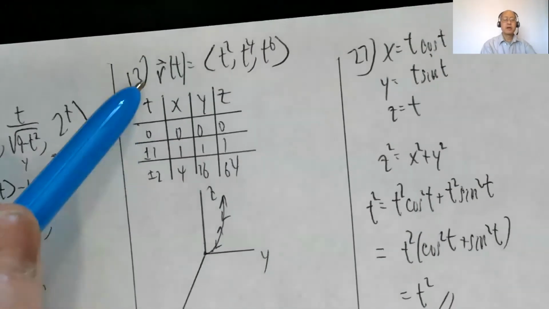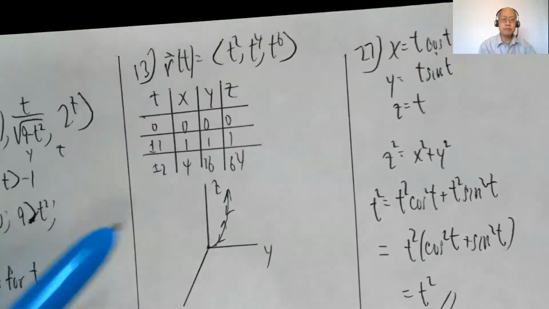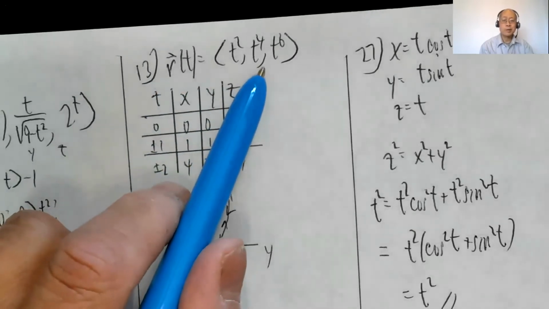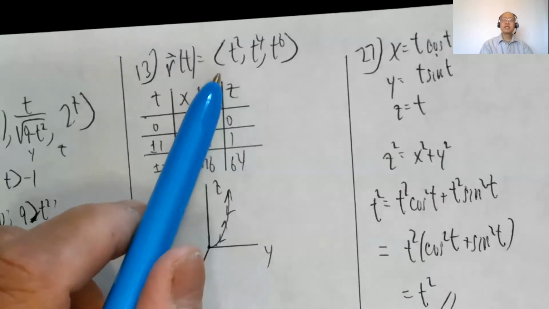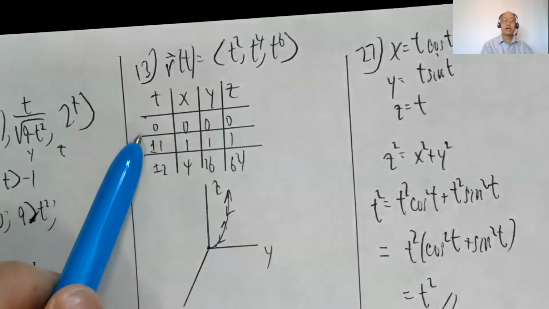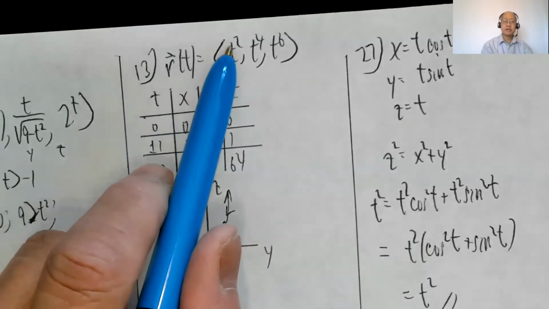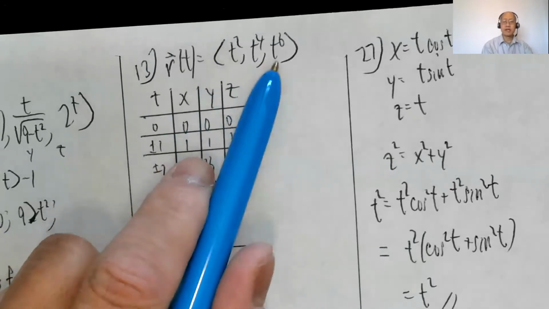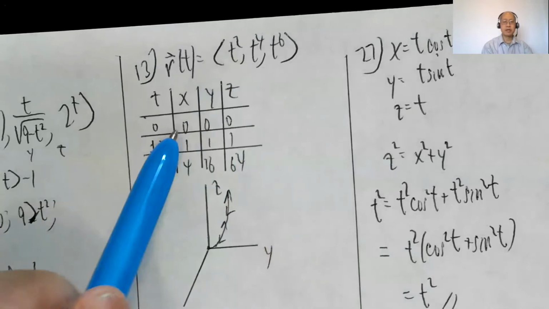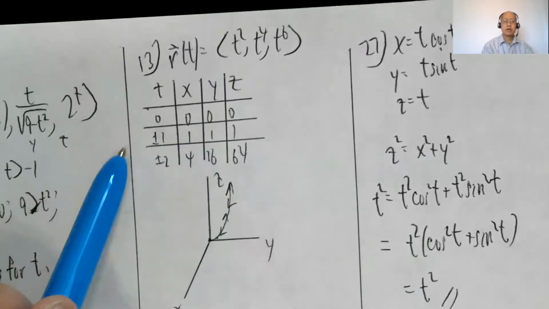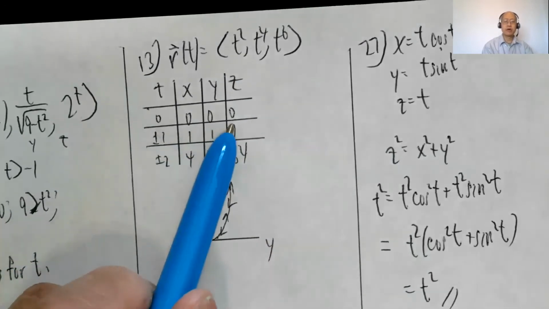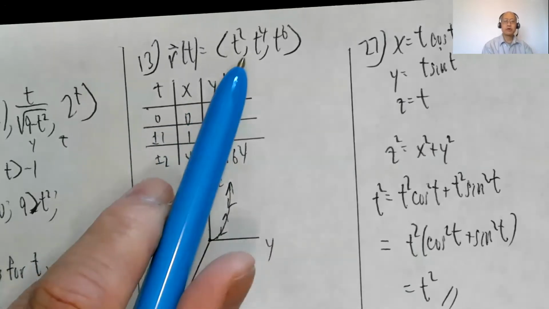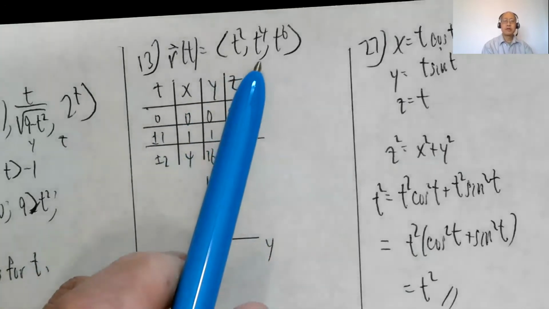Okay, 13, graph in 3D. R of t is t squared, t to the 4th, t to the 6th. So I just make a table. 0, I did plus or minus 1. Notice because the exponents are 2, 4, and 6, if you put 1 or -1, you get the same thing, and 2 and -2, you get the same thing. So 0 gives me the origin. Plus or minus 1 gives me 1, 1, 1. Plus or minus 2 gives me 2 squared, which is 4. 2 to the 4th is 16. 2 to the 6th is 64.